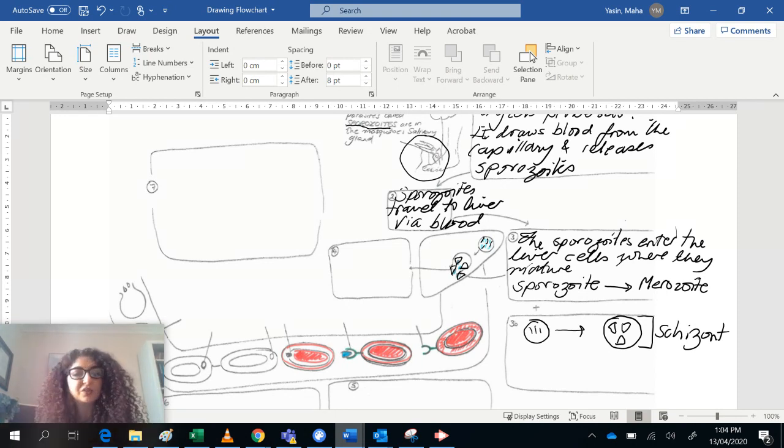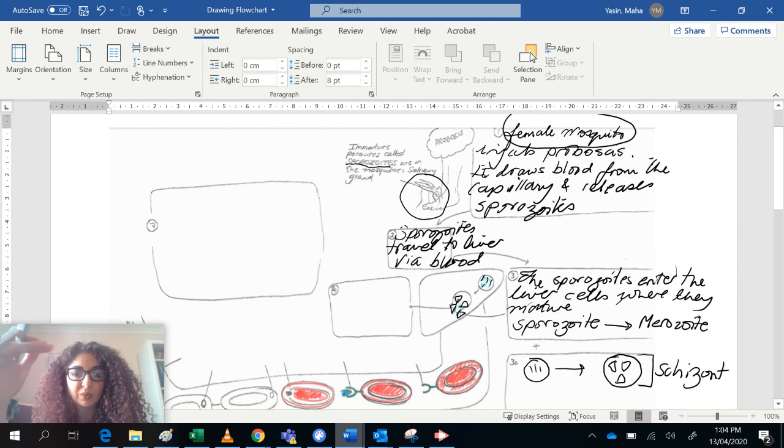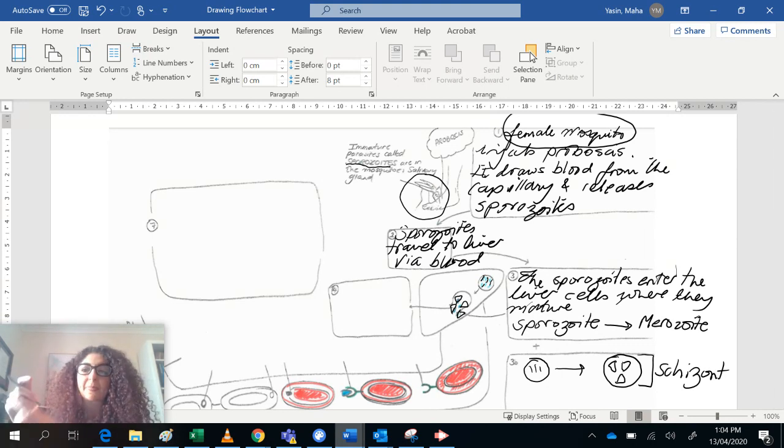So again, let's just repeat. Let's go back to number 1. We'll repeat the first 3 stages, and then we'll move on. An infected female mosquito has these baby plasmodia inside its body, inside the salivary glands to be precise. It injects the proboscis into the human skin.